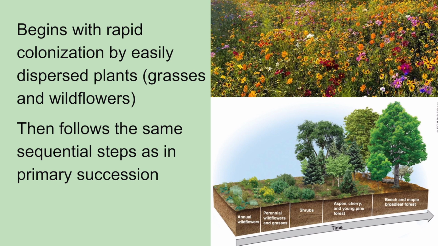So in secondary succession, we see this process actually begins with rapid colonization by easily dispersed plants. And these are our grasses and our wildflowers. So things that can get there quickly by wind dispersion or by birds dropping seeds when they excrete waste. This process will then follow the same sequential steps as in primary succession.